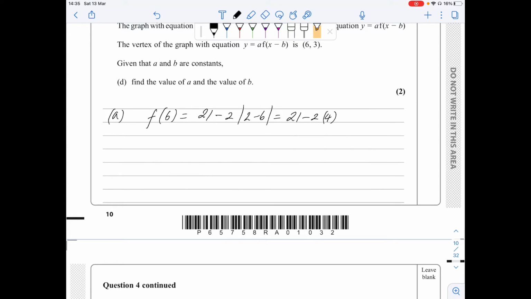The absolute value of that is 4, which will give me 13. And then I'll substitute this back into f and repeat the process. 21 minus 2 times the absolute value of 2 minus 13 equals 21 minus 2 times positive 11, since I have the absolute value, which gives me minus 1.